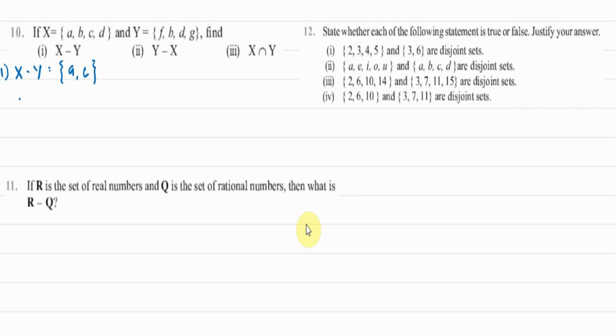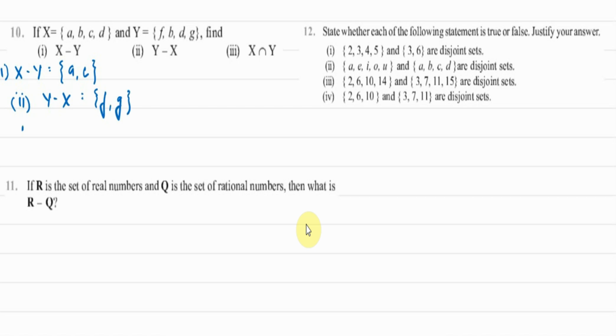Next we are supposed to write down the set Y minus X. That means writing all the elements of Y which are not present in X. Element F is only present in Y, it is not present in X, so it will be an element of Y minus X. Similarly, B is present in both X and Y, so we cannot write it. D is present in both X and Y, we cannot write it. Then we have G, so F and G are the elements of set Y minus X.